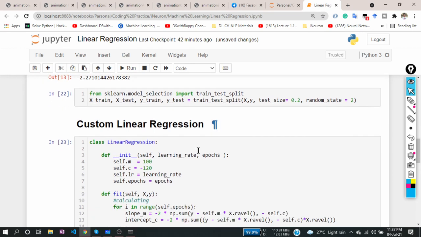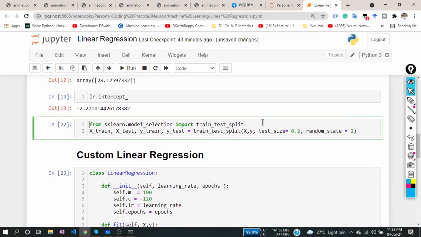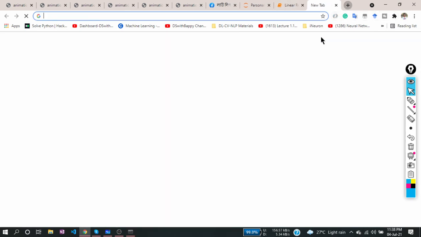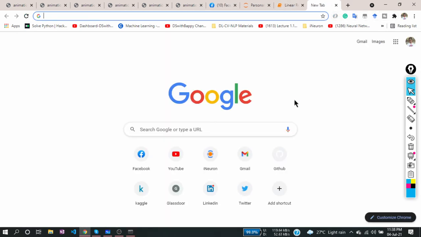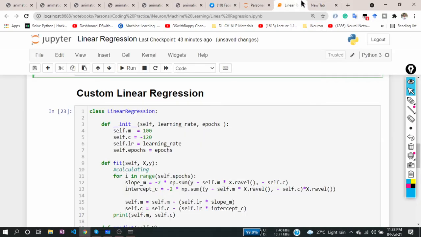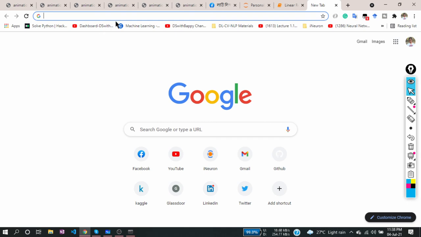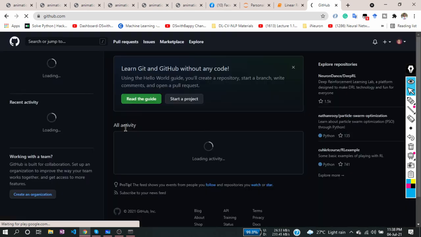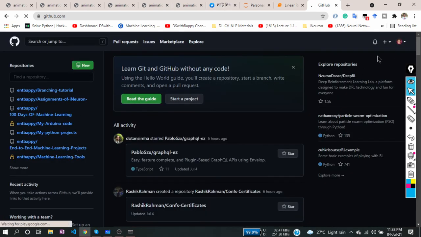What is that error coming? You will get it. Okay, let me check the code and fix the issue. I think I'm missing something. Let me find it. I think I have uploaded some of it to GitHub. Sometimes I also get confused. Don't worry, that is fine, bro.